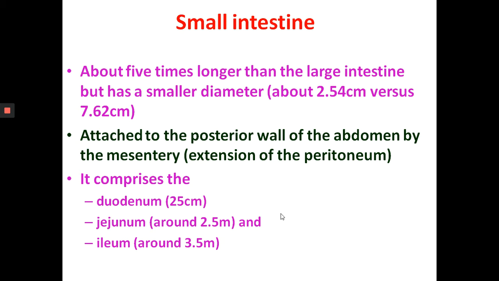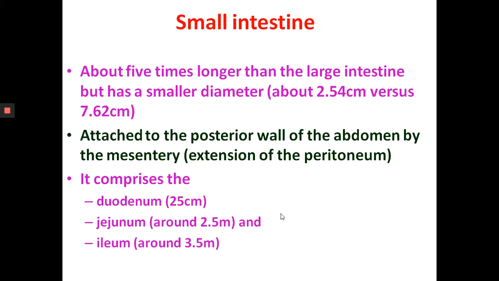It is about 5 times longer than the large intestine, but has a smaller diameter. That is, the diameter of small intestine is about 2.5 centimeters, and that of large intestine is 7.6 centimeters. It is attached to the posterior wall of the abdomen by the mesentery. It is an extension of the peritoneum.